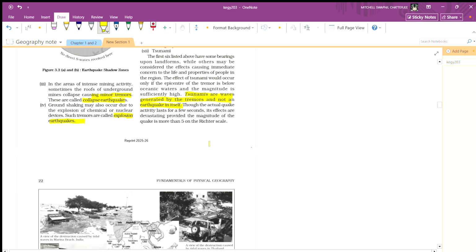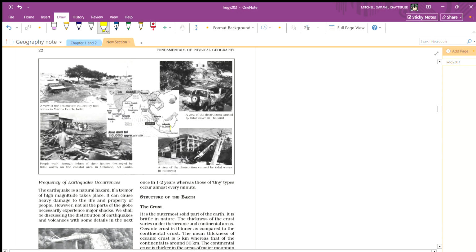Though the actual quake activity lasts only for a few seconds, its effects are devastating, provided the magnitude of the quake is more than 5 on the Richter scale. This is the destruction caused by the tidal waves in Marina Beach. The destruction caused by that in Thailand.